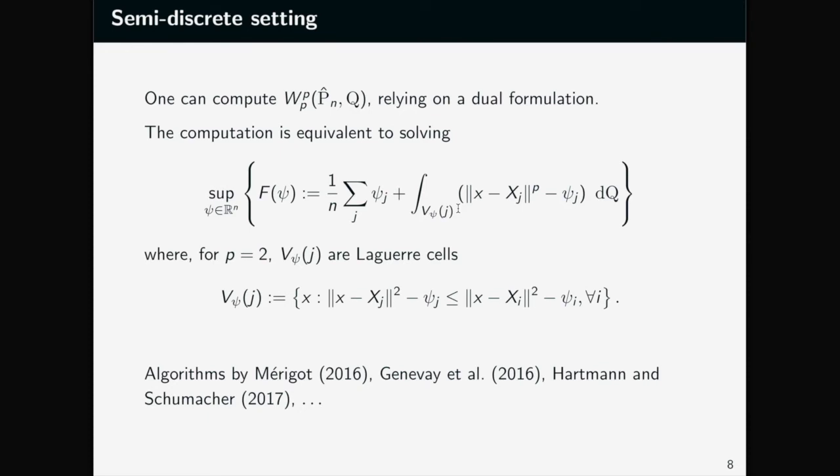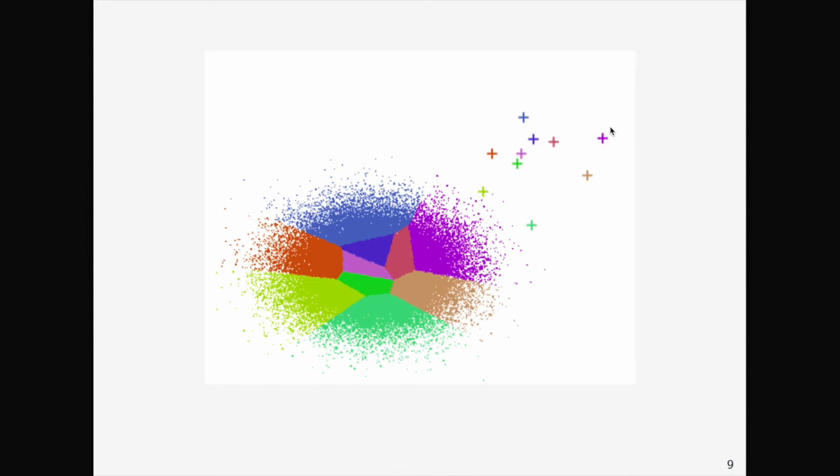Let us now have a look at a visual representation of the optimal solution in a particular case. Here we have the points that were used to construct the empirical measure, and here are many realizations of the reference measure Q, in this case a Gaussian. And you can see that the solution involves a tessellation, the cells that were these V psi j that we defined before, and these cells are such that the costs of transporting the content of each cell to the corresponding point will overall be minimal.